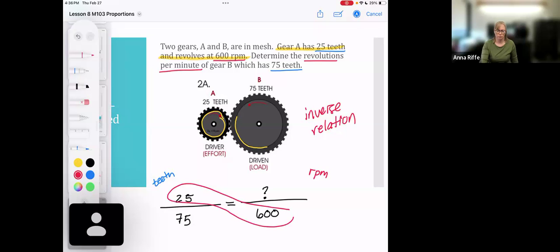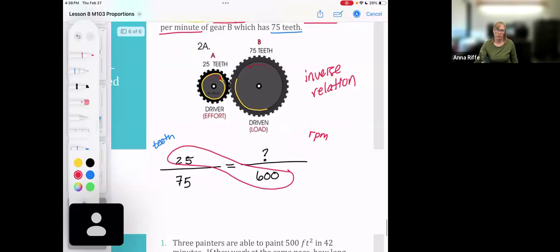This one's a little bit more difficult to explain. Once we have the proportions set up, we can solve it. The number of RPMs of the larger gear B is going to be 25 times 600. And then we're going to divide that by 75. Put that in our calculator.